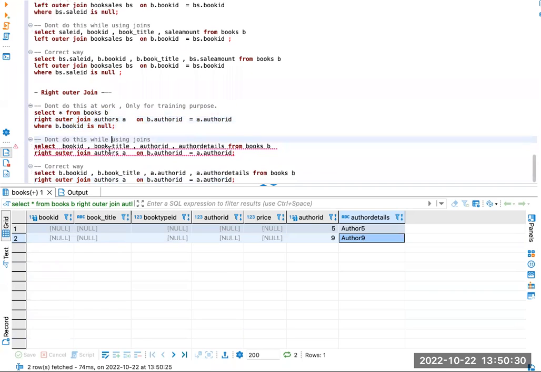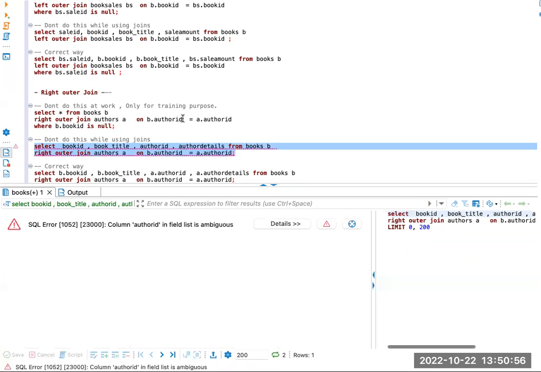So moving on to the next one, which you should not do. Again, watch my previous videos. If you use author ID here, author ID exists in both books and authors. But if you don't put an alias, the SQL will get confused about which table it needs to pick up author ID from. It doesn't know better, so you have to tell it. Hence, it's going to throw an error, right? So this is a very poor way of writing the SQL.